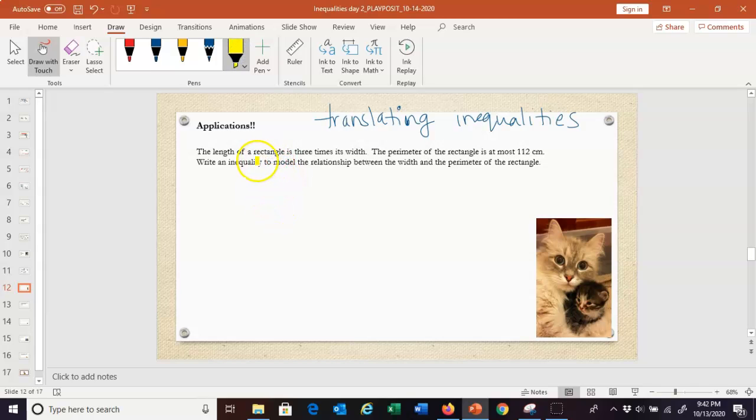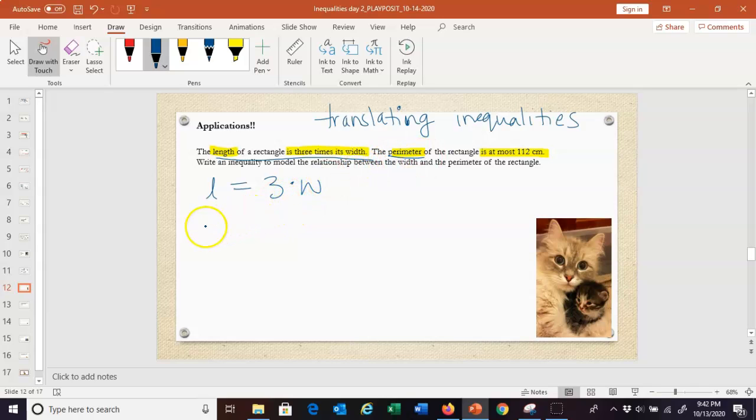It tells us the length of a rectangle is 3 times its width. The perimeter is at most 112. Let's write an inequality to model the relationship. So let's just start at the beginning. The length is 3 times the width. All I did was take this first sentence and translate it into an equation.